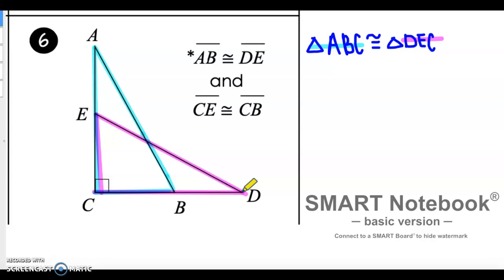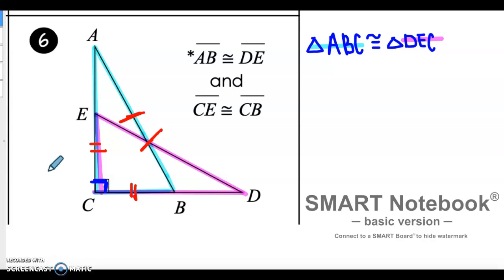Okay, now I'm going to read the information that I'm given and mark it on my picture. Segment AB is congruent to segment DE. If you look at our right triangles, AB is a hypotenuse and DE is also a hypotenuse. Then we know that CE, so I'm going to put two congruence markers on CE, is congruent to CB. I'm going to put two congruence markers there. This right angle down here tells us that both the pink triangle and the blue triangle are right triangles because it is a part of each triangle.